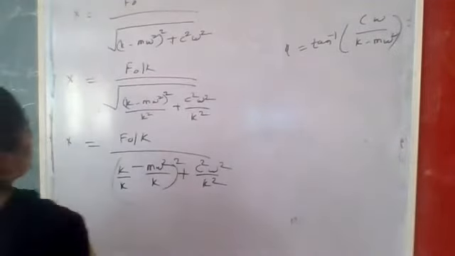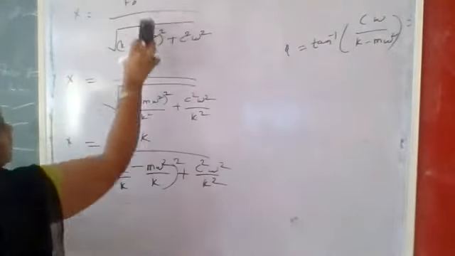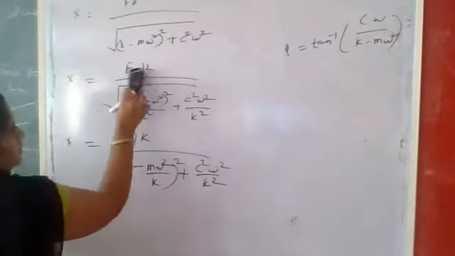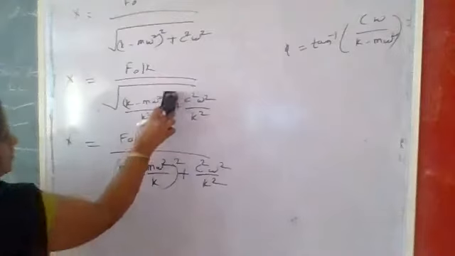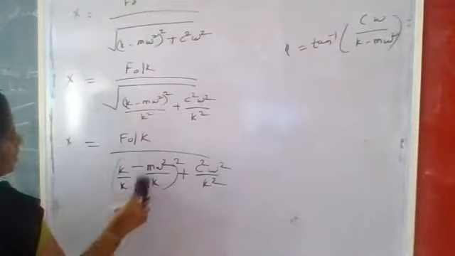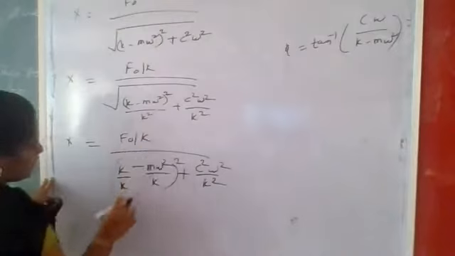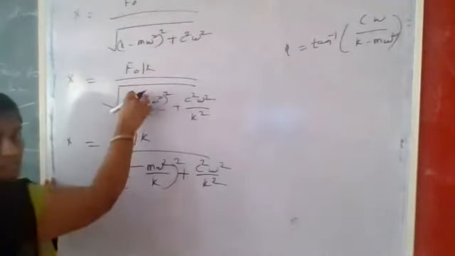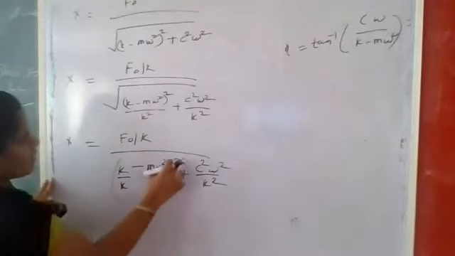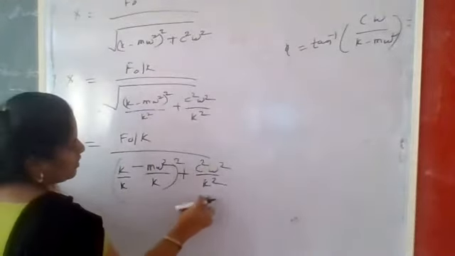You can see here, this is F naught upon the root of (k minus m omega square) whole square plus c square omega square. If we divide by k on the numerator as well as on the denominator, you can see F naught by k divided by the root of (k minus m omega square) whole square divided by k square. So we can write here plus c square omega square divided by k square. That x will become equal to F naught by k divided by, if we take this k inside, what will happen? That is k by k minus m omega square divided by k, bracket square, so that it will become a total bracket k square plus c square omega square divided by k square.